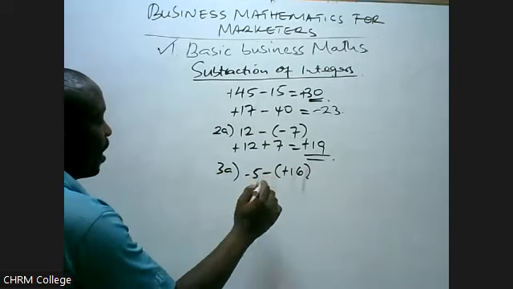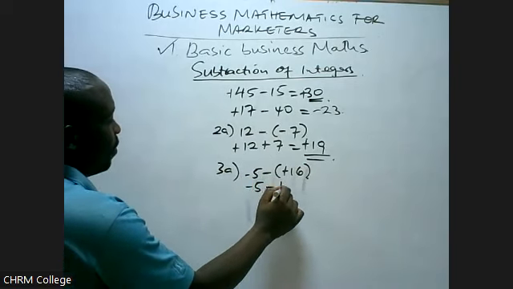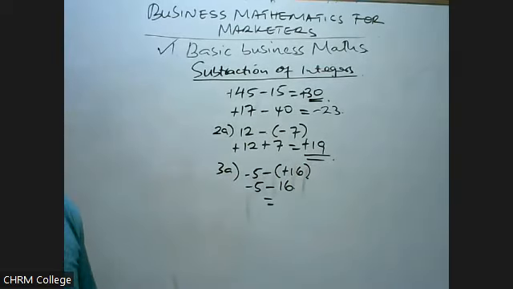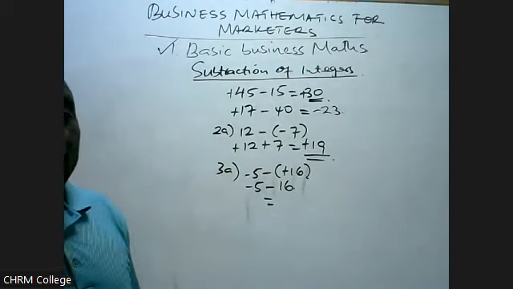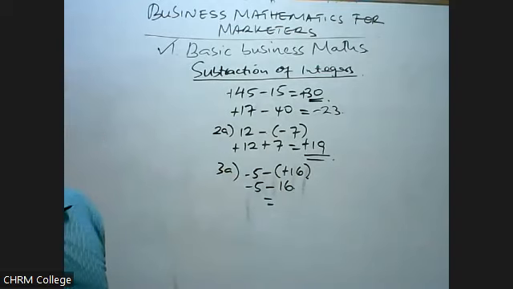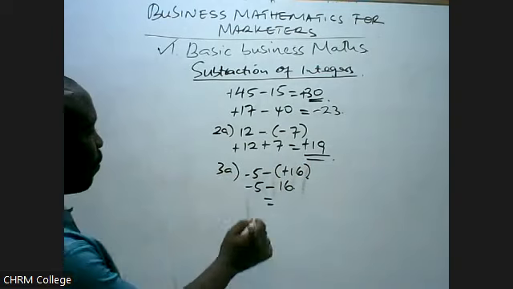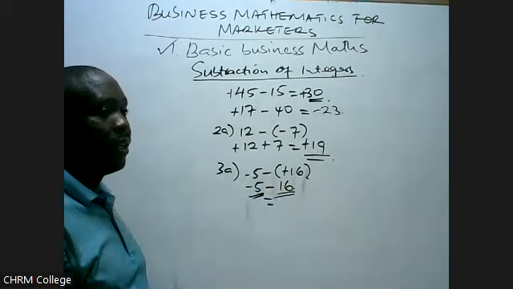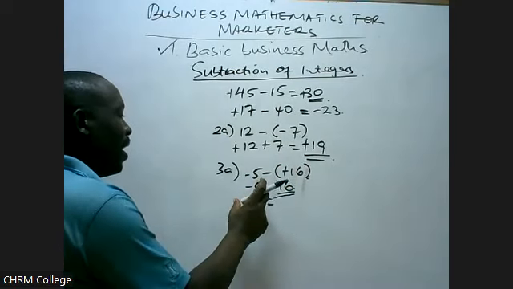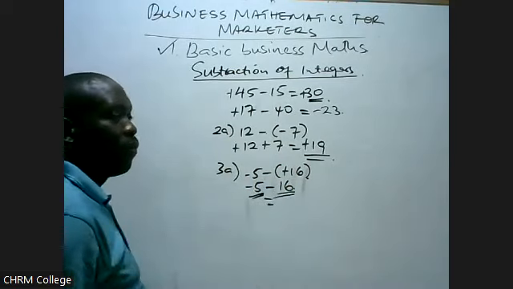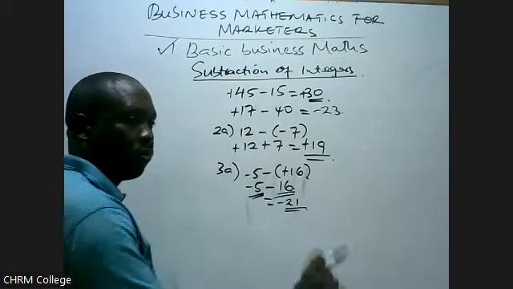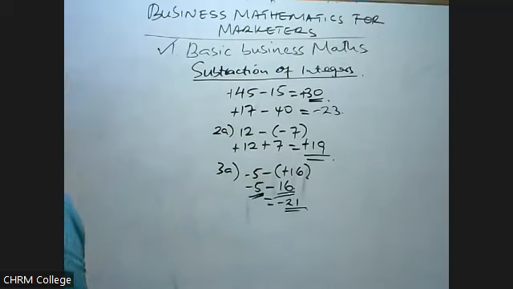Negative and positive is negative. Negative 5 minus 16. What will be the solution? You are already at negative 5, and then you go another negative 16. You had a freezer of 5, and then you freezer another 16 because it is negative. Negative 5, and then you make another freezer of 16, you will have a negative of 21.